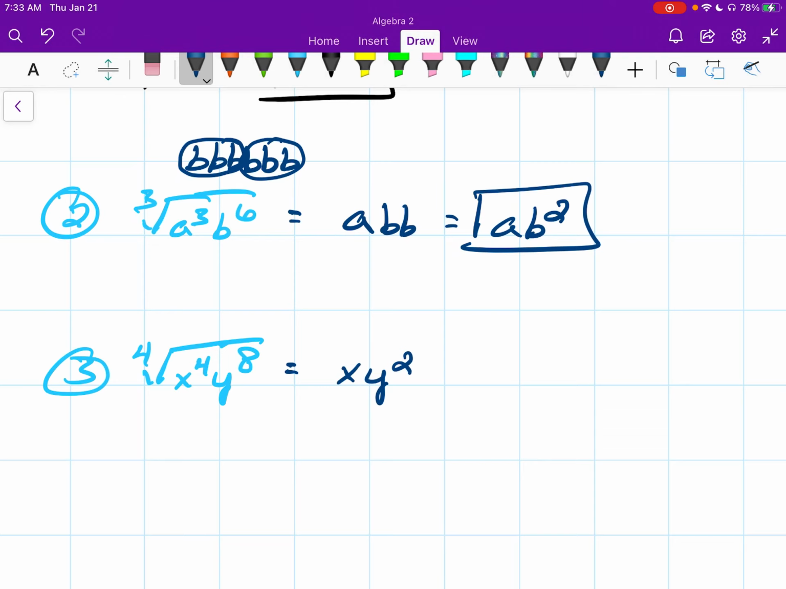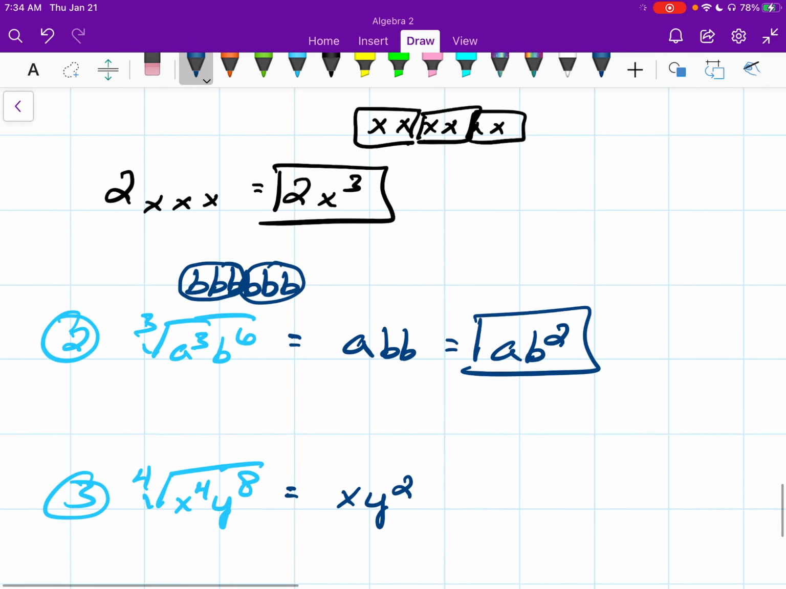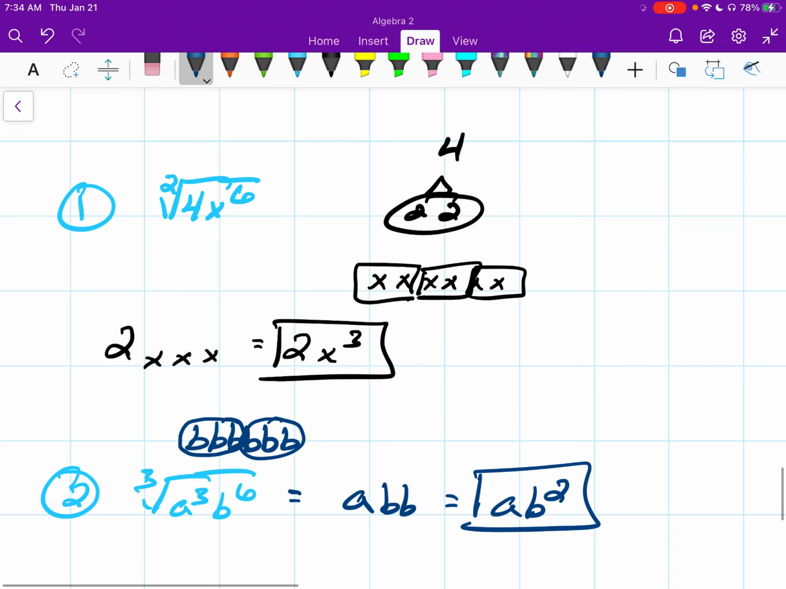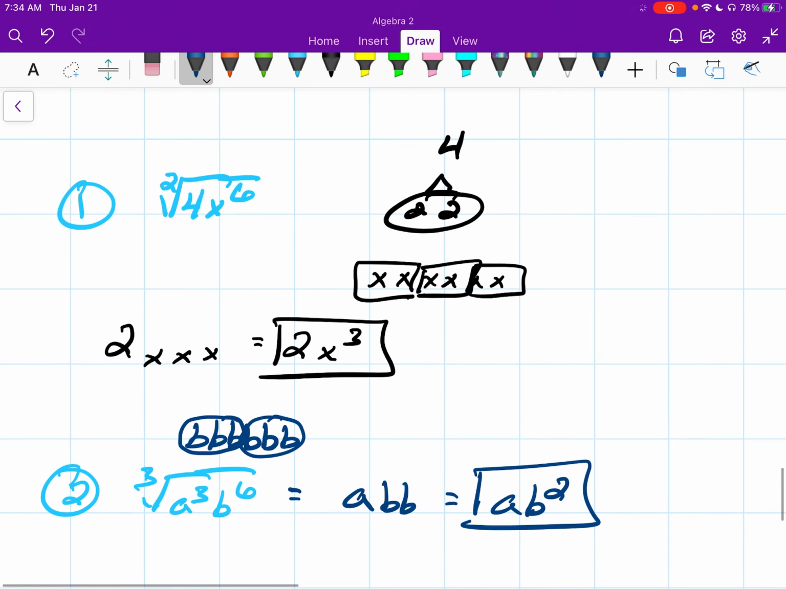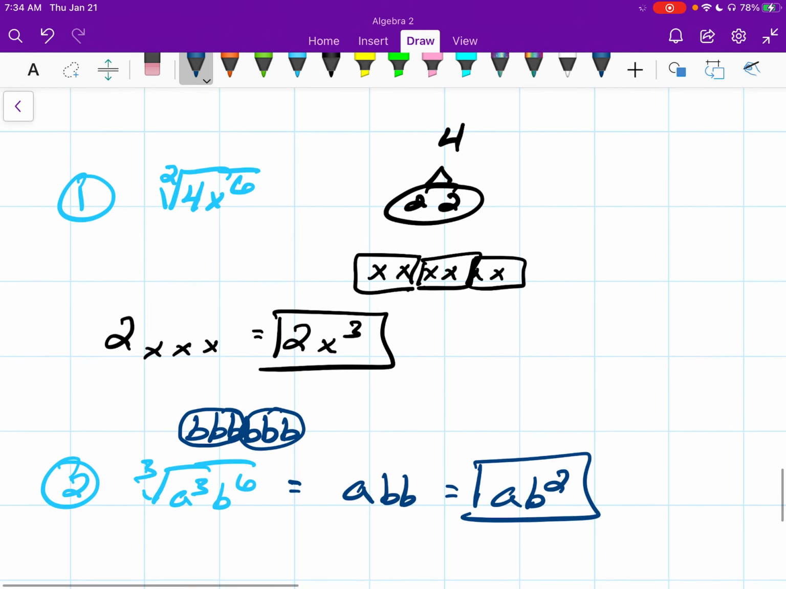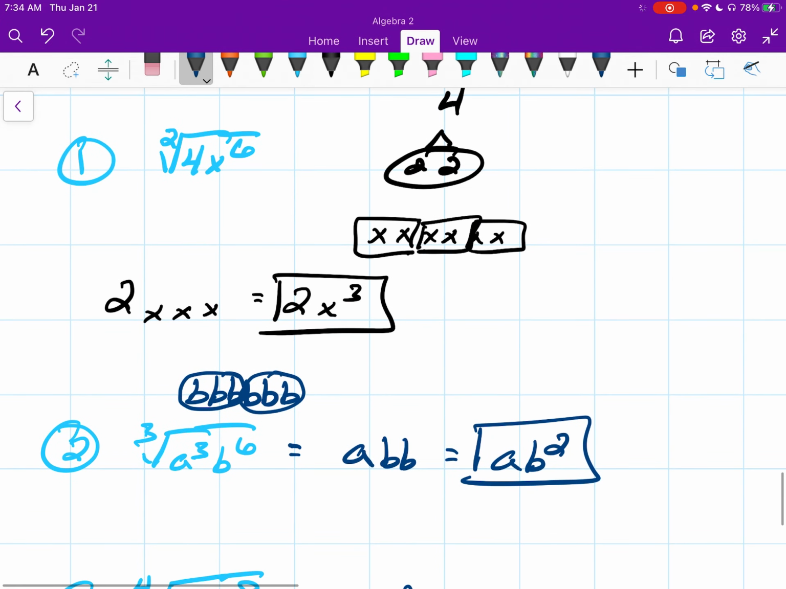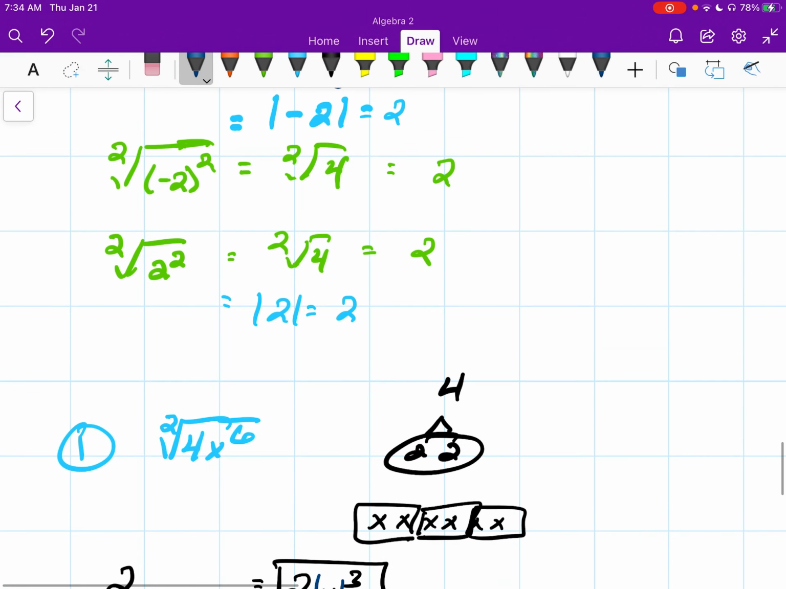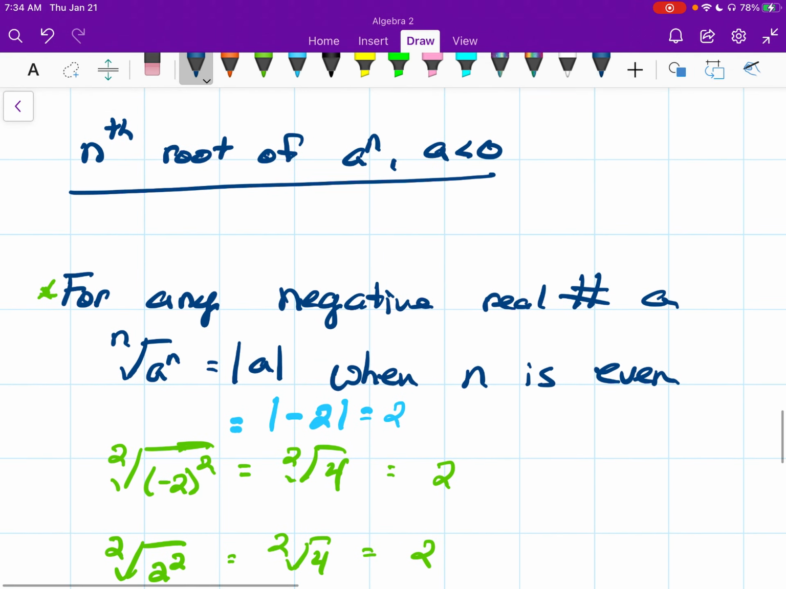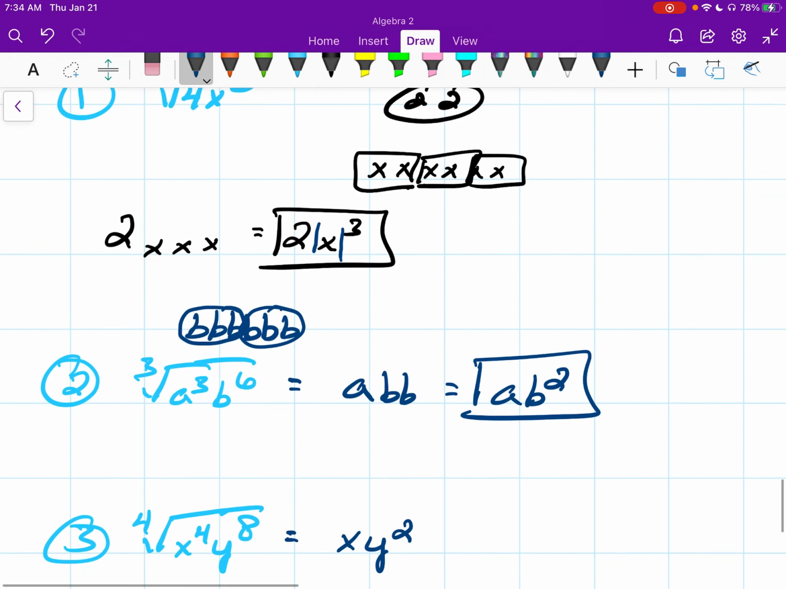Right. Now really, let me go back here and look for just a second. I missed something back up here. On number 1, we should be saying this is the absolute value of x. I'm sorry, that's the absolute value of x cubed, right? Because we have an even root and an even exponent, so it falls into this rule here. I apologize, I missed that.